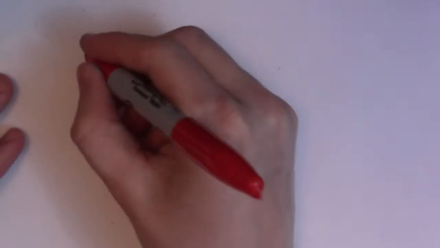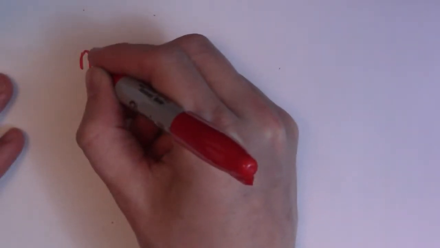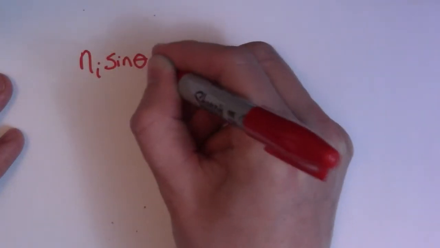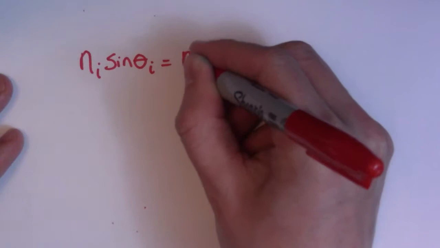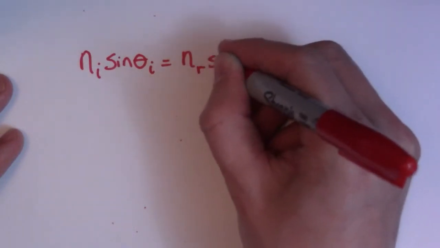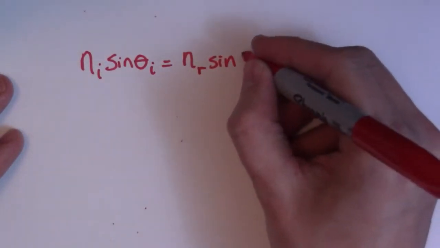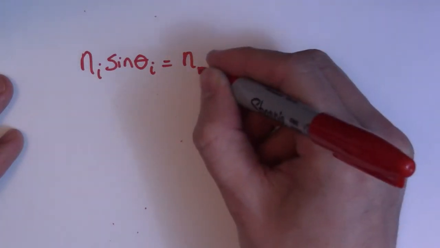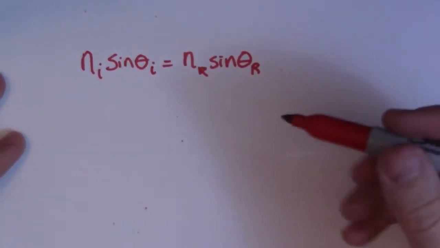So the mathematics behind Snell's Law looks like this. Ni sine theta i is equal to Nr sine theta r. This is actually what I call Snell's Law. So when someone says, what's Snell's Law? I say, you know, this.